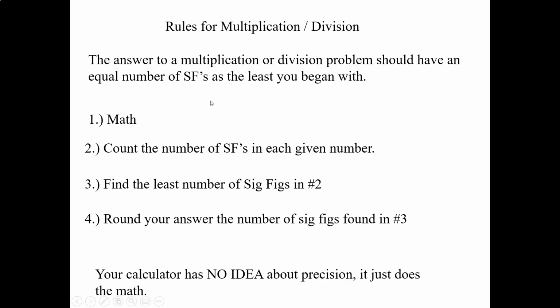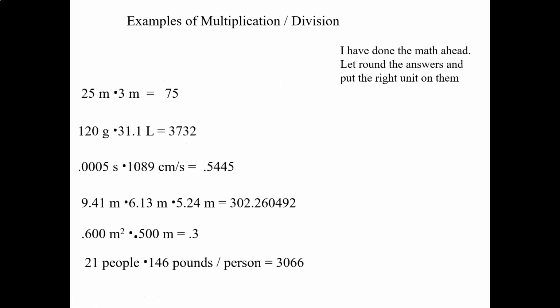When you multiply or divide two numbers, this is what you do to figure out the sig figs of your answer. You do the math. You look at how many sig figs you had in each number that you multiplied or divided. You find the least number of sig figs of those 2 or 3, and then you round your answer to the least number of sig figs. Okay, so let's go through a couple examples here.